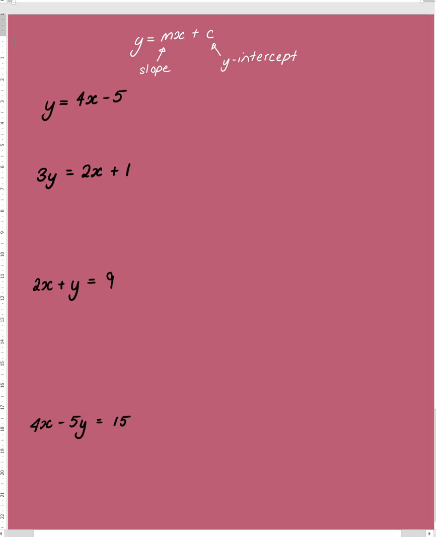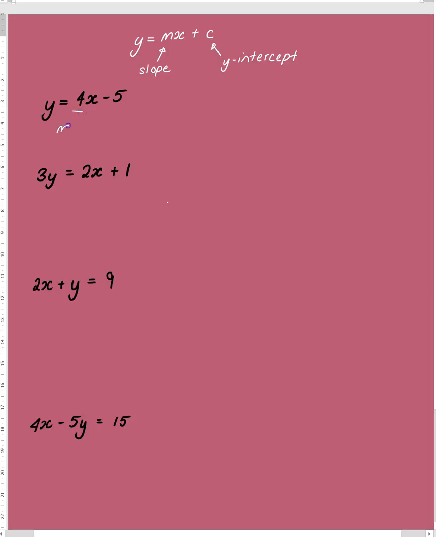Another skill that we need to be pretty confident with is being able to identify the slope and the y-intercept of a straight line. Now, when it's in this form here, it's really easy to get the slope. The slope is just the coefficient of the x, and the y-intercept is the constant that's by itself at the end. So for our first function here, it's quite straightforward that the coefficient of x is 4.